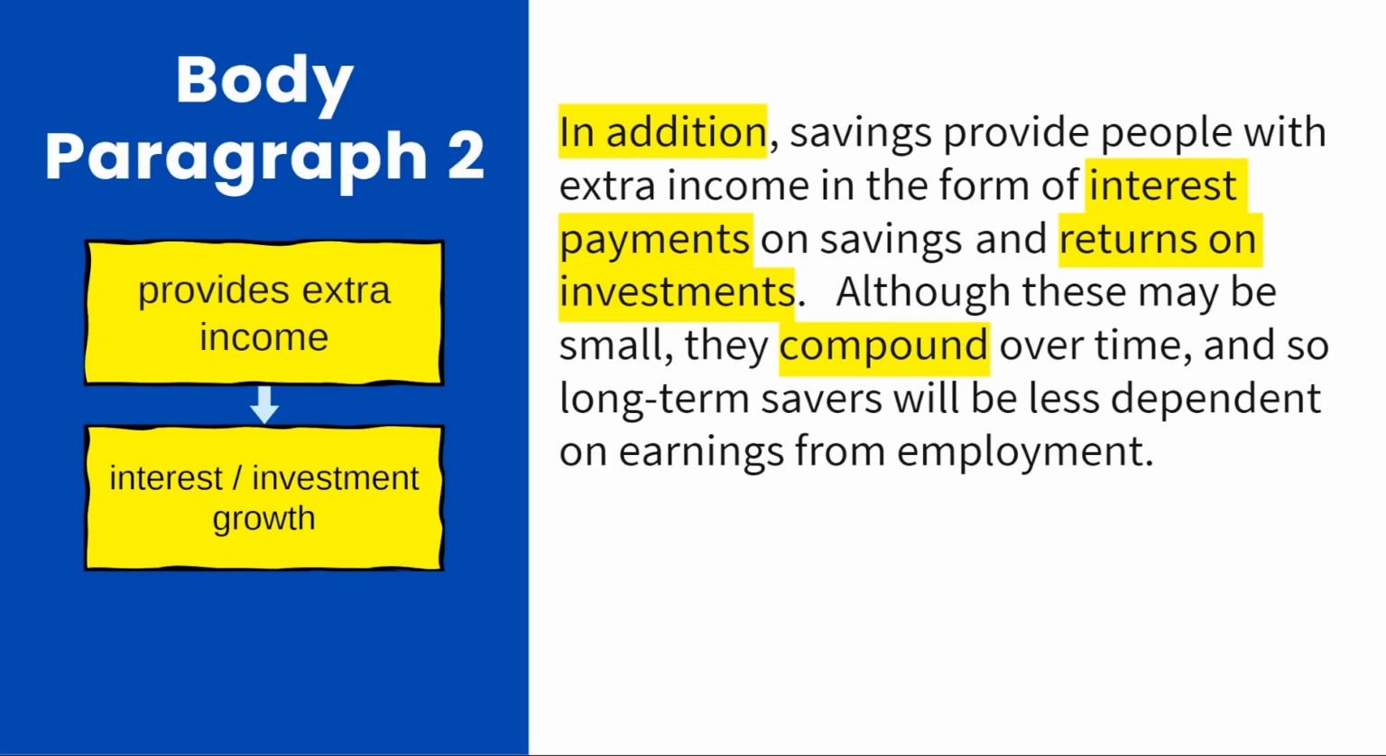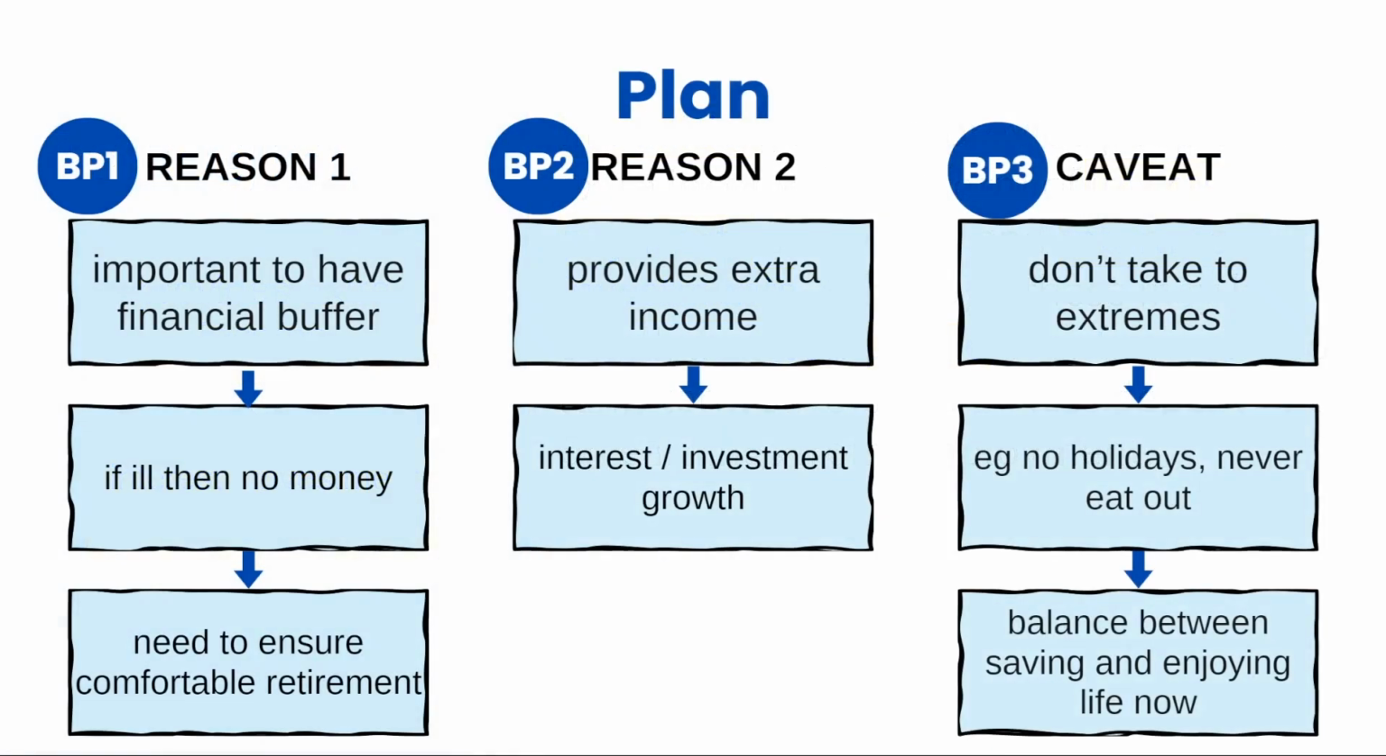It's a verb. If you have interest payments or returns on investment, and you take those returns or those interest payments and you reinvest them, then the amount of money compounds. It gets bigger and bigger. So that's my second body paragraph. Now let's do the third body paragraph, my caveat.